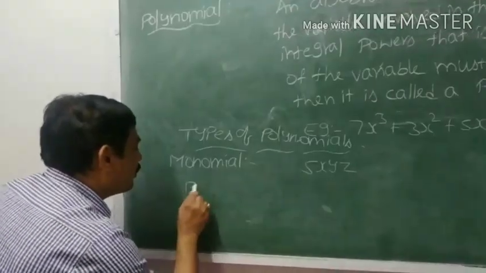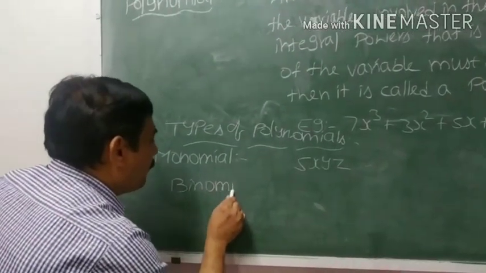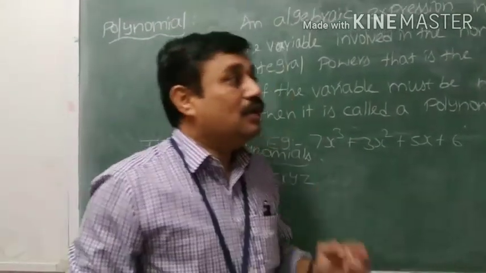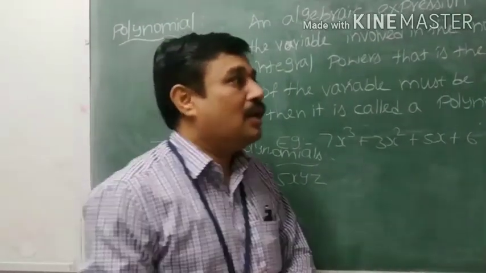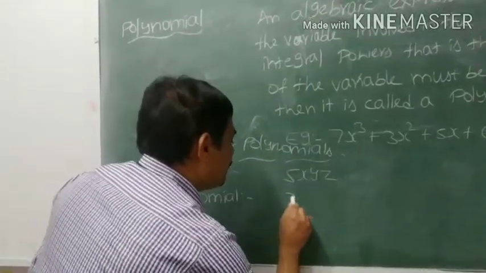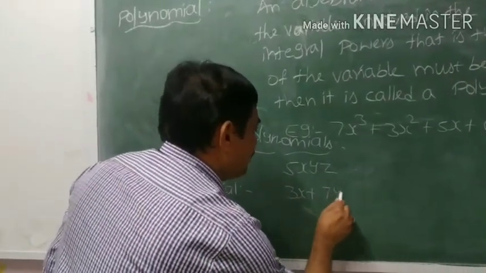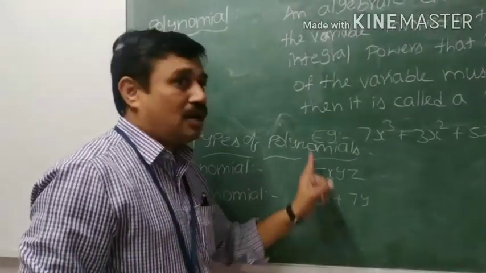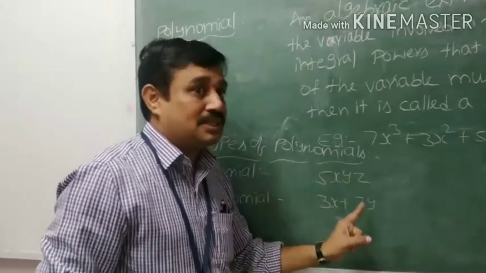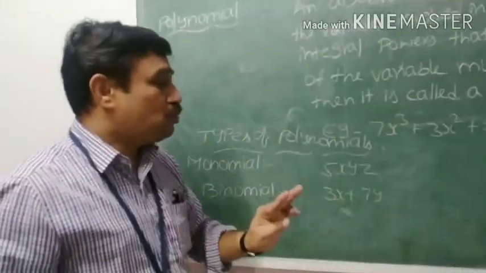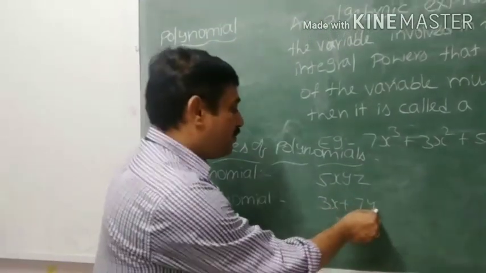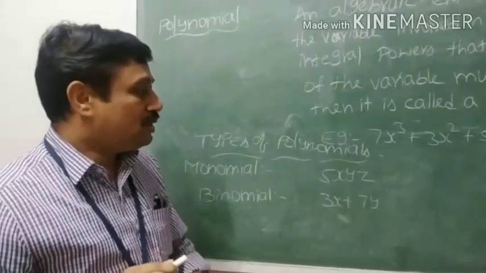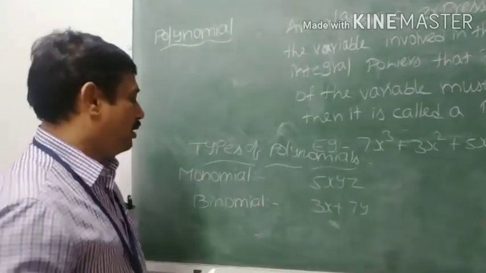Next, binomial. A polynomial containing two terms is called a binomial. Two terms means, for example, 3x plus 7y. Between 3x and 7y, there is a plus, either plus or minus. If any one symbol is there, then we consider it as two terms. So 3x plus 7y has two terms. So a binomial is a polynomial containing two terms.